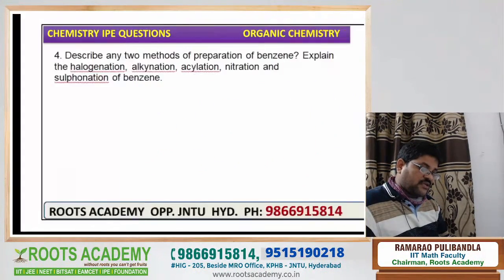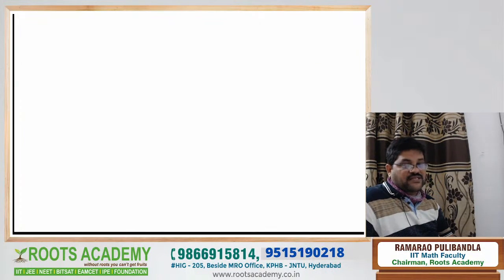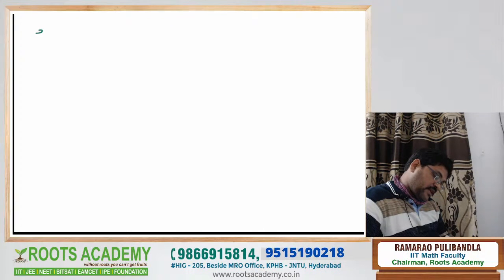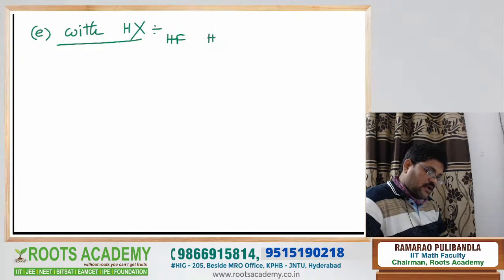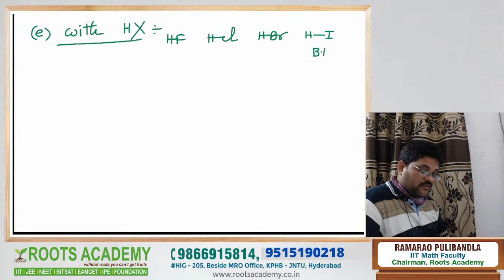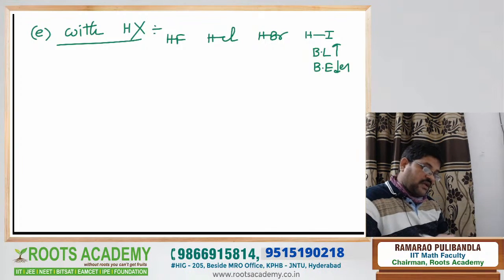And the next one is what? Hydrogen halide. The fifth reaction. So 4 reactions are completed, and now go to the 5th reaction, that is with hydrogen halide. What is hydrogen halide? HX. What are the examples of hydrogen halides? Hydrofluoric acid, hydrochloric acid, hydrobromic acid, hydroiodic acid. Where is the bond length more? The bond length is more for hydroiodic acid. Bond length is more, therefore the bond energy is less.